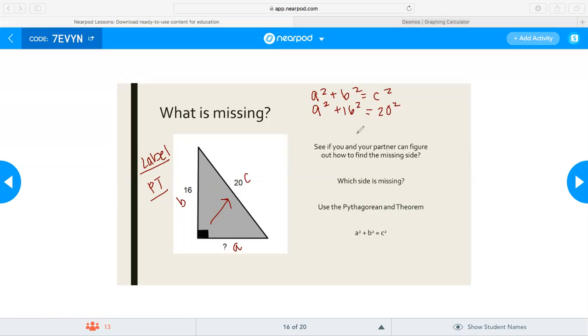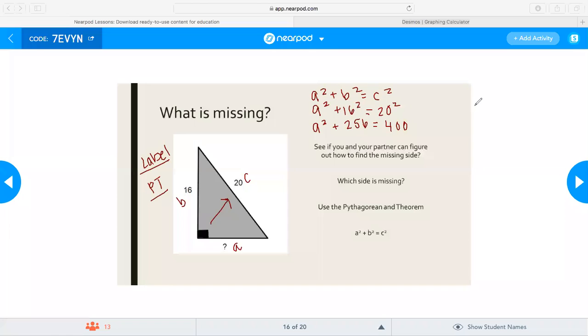All right, well, let's square them. A squared plus 16 squared, 16 times 16 is 256, equals 20 squared. 20 squared is 400. Okay, I'm stuck. I don't know what to do. Well, I do, but I want to see if y'all can tell me.